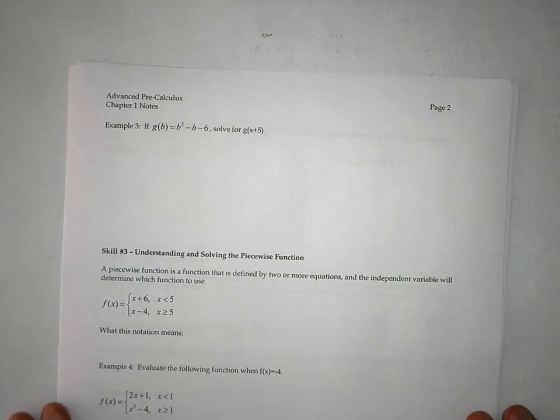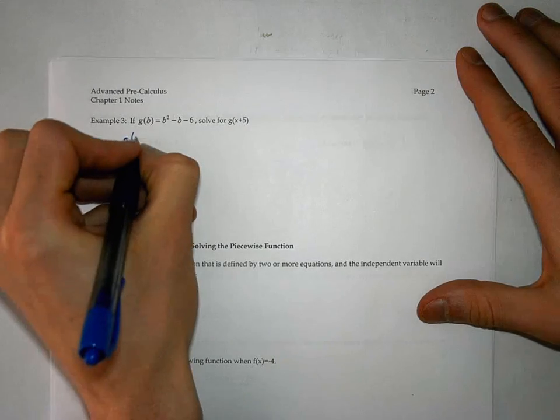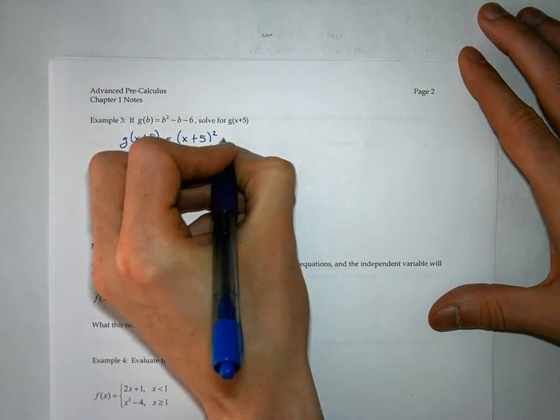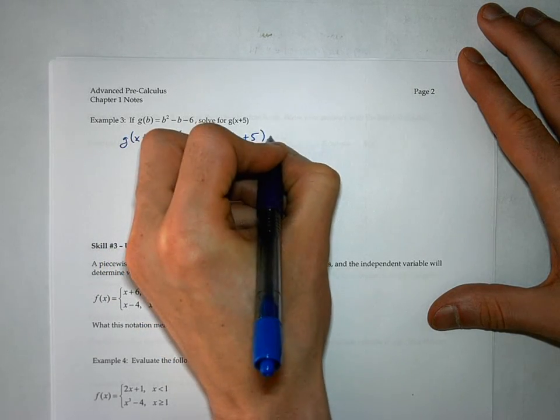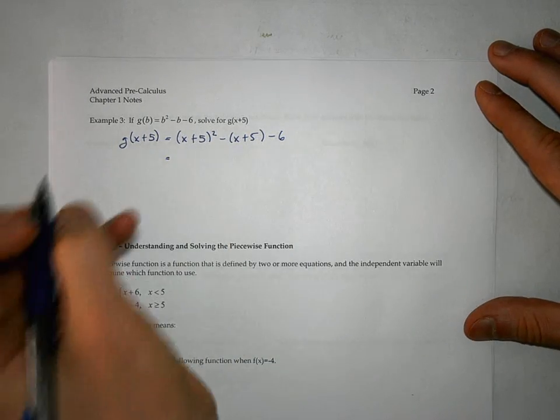The last example for this skill then is example number 3. If g of b is equal to b squared minus b minus 6, solve g of x plus 5. So in the same idea here, wherever we have a b, we are going to now replace it with an x plus 5. So here I want g of x plus 5 is equal to (x plus 5) squared minus (x plus 5) minus 6. Being very careful to make sure I put parentheses around the entire quantity that I'm substituting in. And then we'll simplify on the right-hand side.